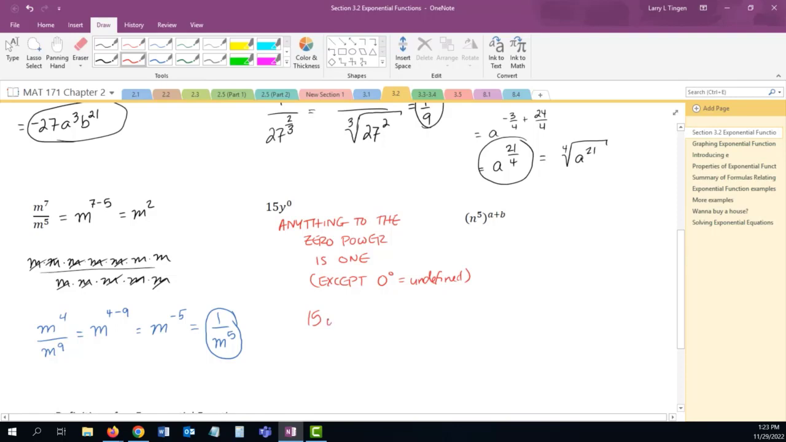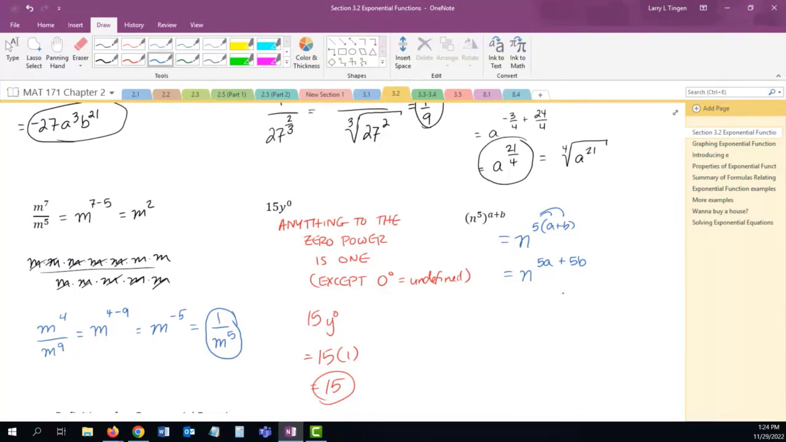So 15 times y to the 0 is 15 times 1, because anything to the 0 power is 1. So I just get 15. And then lastly, power to the power, same idea. n to the 5th all raised to the a plus b is n to the 5 times a plus b. Distribute the 5. That's n to the 5a plus 5b. And you can stop there. You have consolidated. You have a single factor of n.